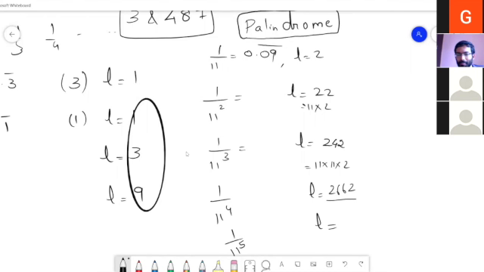2 into 11 to the power 0. 2 into 11 to the power 1, like that. Exactly. 2 into 11 power 3. For 1 upon 11 to the power 1, it comes 11 to the power 0 and 2. Length of block. Yes.